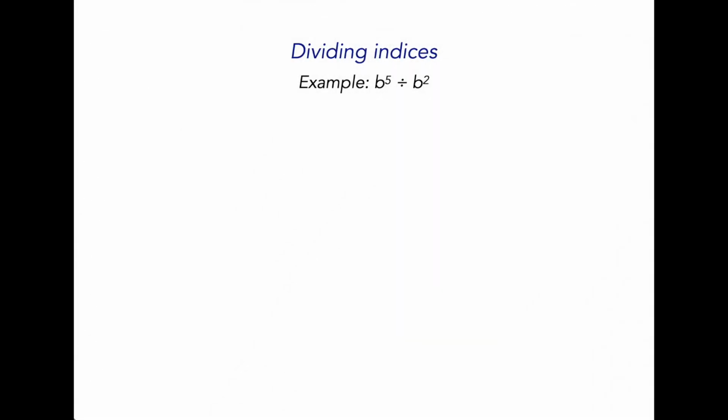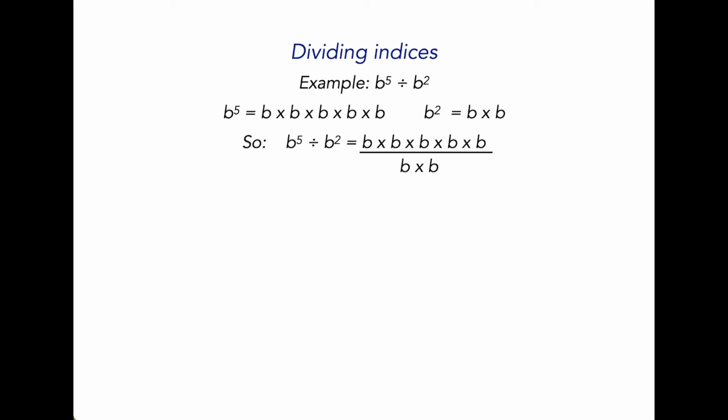To find our second law, we'll look at dividing two identical base numbers, each raised to a different power. Our example is b to the power of 5 divided by b squared. We'll start by breaking down each value. B to the power of 5 equals b times itself 5 times, and b squared equals b times b. So our example equals b times b times b times b times b over b times b.